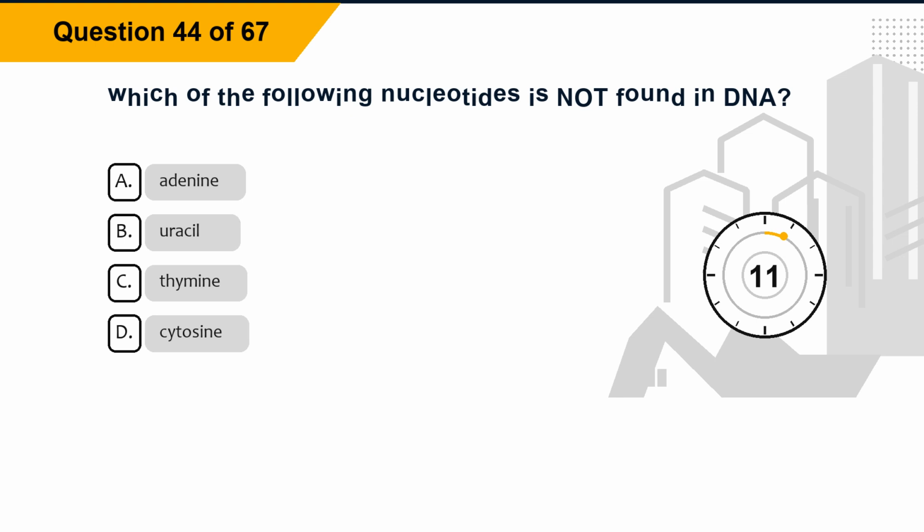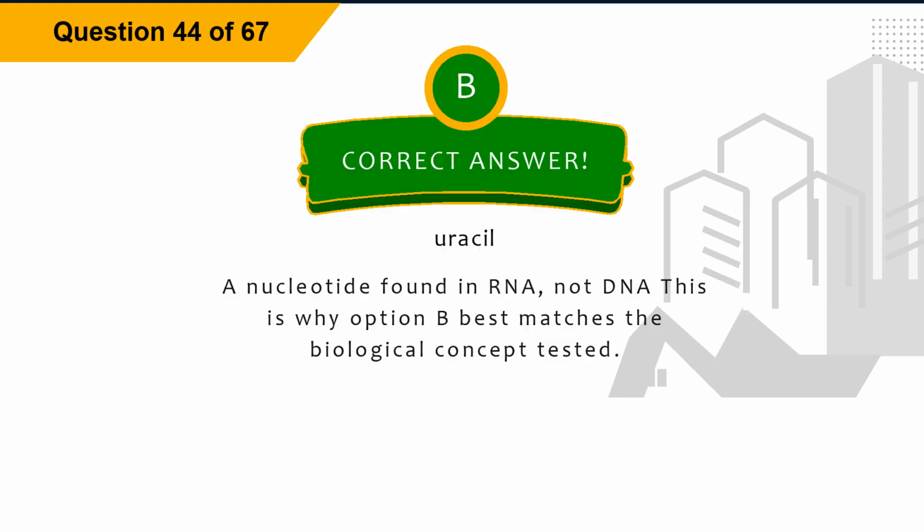Question 44. Which of the following nucleotides is not found in DNA? Option A, adenine. Option B, uracil. Option C, thymine. Option D, cytosine. The correct answer is option B, uracil. Explanation. A nucleotide found in RNA, not DNA. This is why option B best matches the biological concept tested.